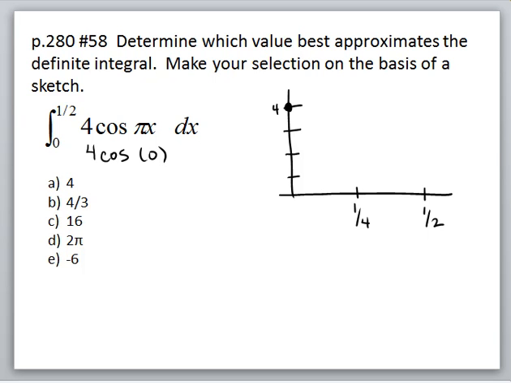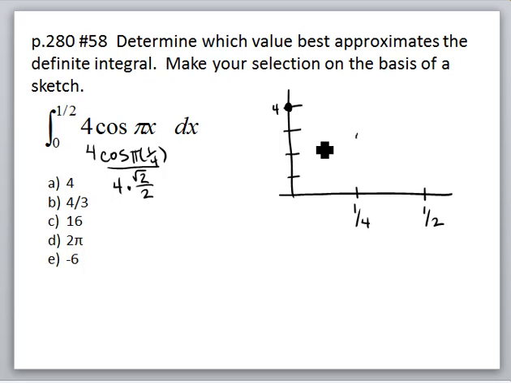Then I'm going to replace this value with a 1/4. So I'd have pi times 1/4, which is pi over 4. The cosine of pi over 4 is square root of 2 over 2. Square root of 2 over 2 times 4 would end up giving me 2 square root of 2. So we'd be somewhere in here with our value.